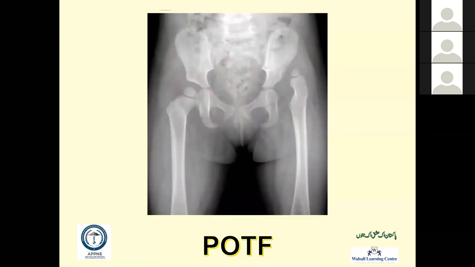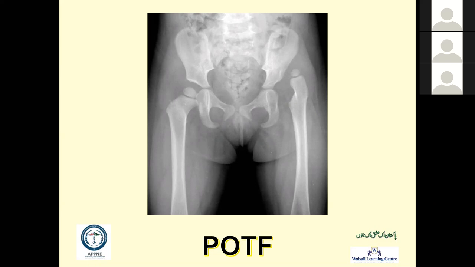Also physical injury? Sorry? DDH, yeah. Yeah, this is a dysplastic dislocated hip in a 10-year-old, okay? So how is it dislocated? Sorry, sir, I missed the question, sir. So how do you know this is dislocated on the x-ray?